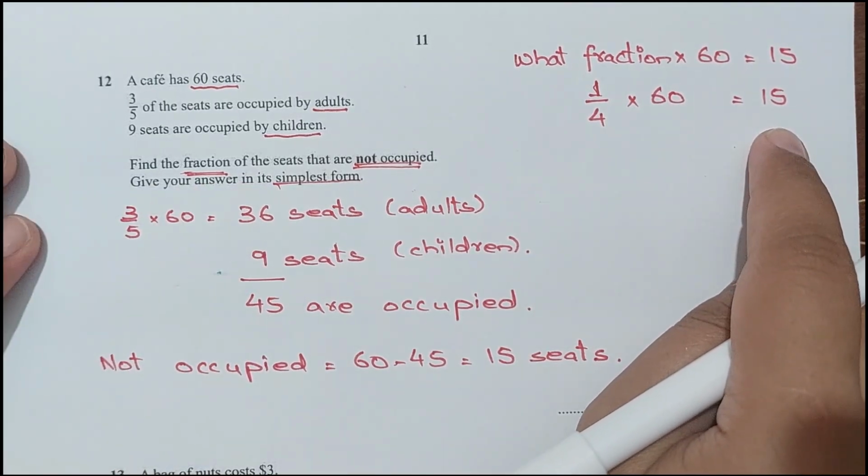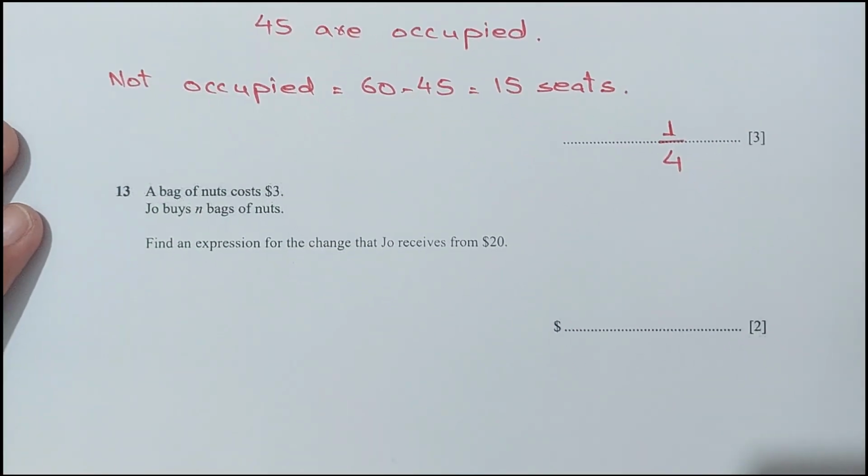That is equal to 15. I hope this makes sense now. Moving to question number 13. A bag of nuts costs $3. Joe buys n bags of nuts. Find an expression for the change that Joe receives from $20.